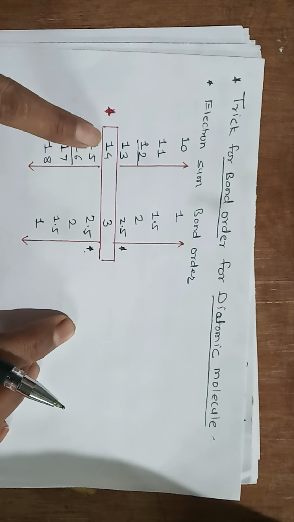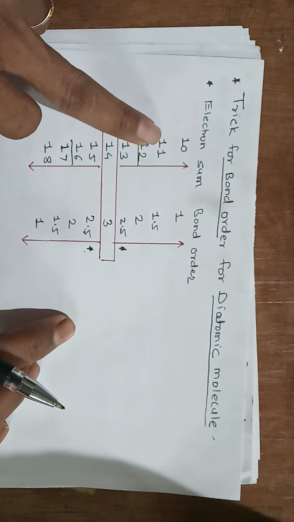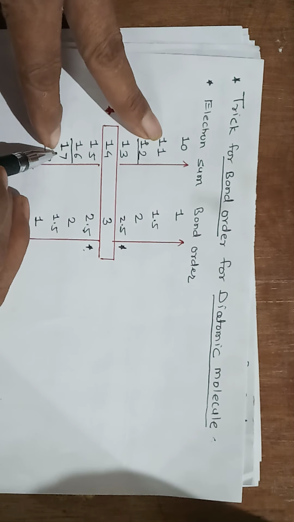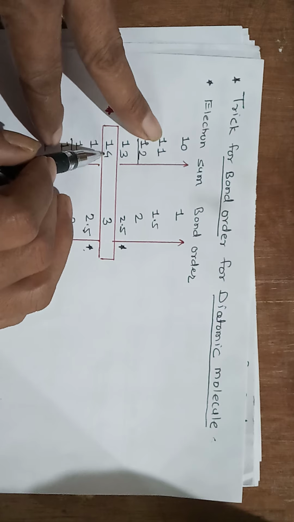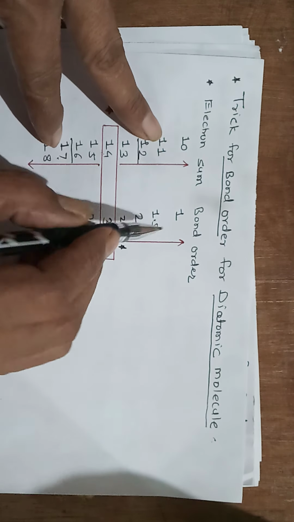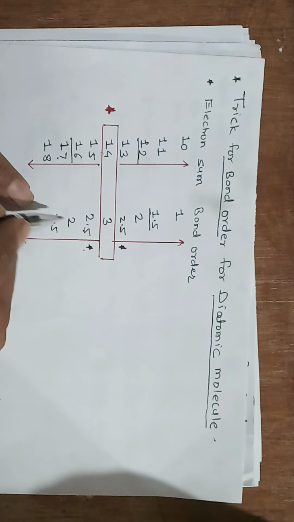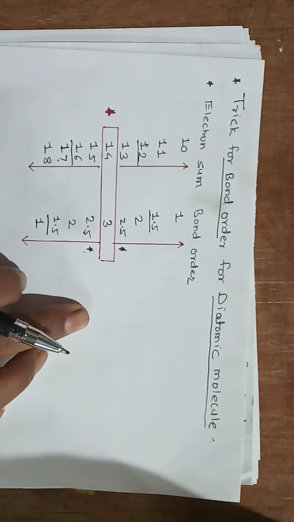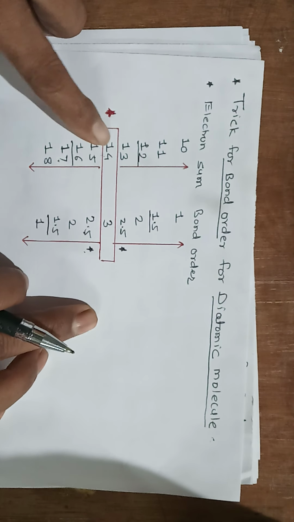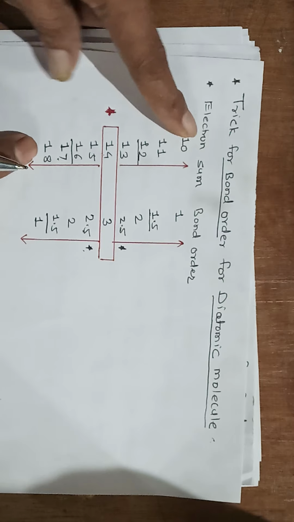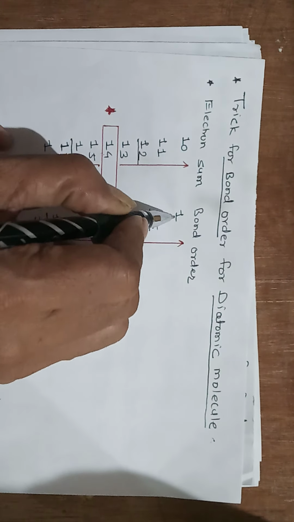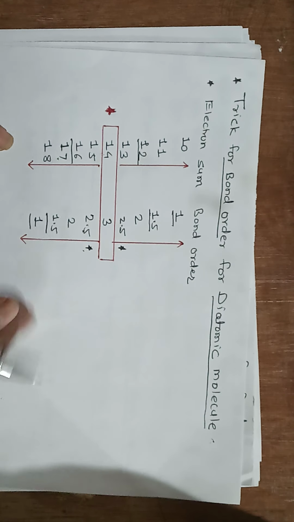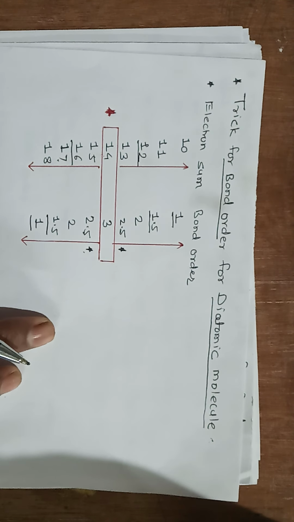If the electron sum is 3 less or 3 more, that is 14 plus 3, which is 17, or 14 minus 3, which is 11, they have the same bond order, 1.5. And if 14 plus 4 or minus 4, that is 18 and 10, the bond order is 1. Like this way you remember the trick to remember the bond order, which is very simple.